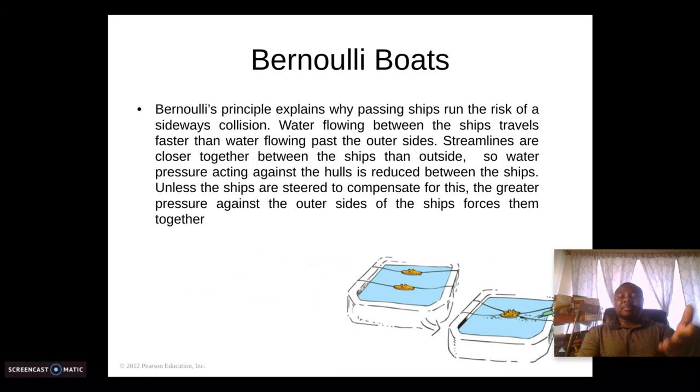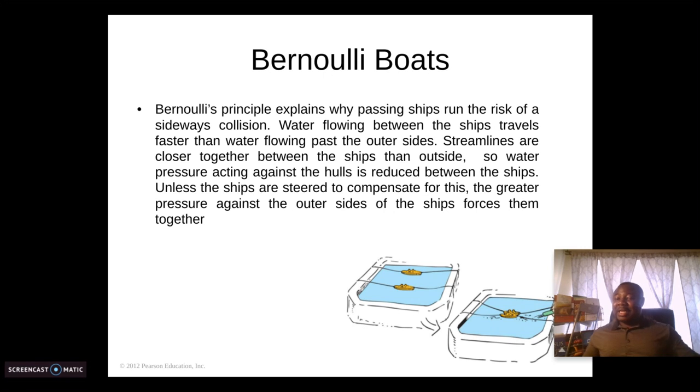So we can also look at the Bernoulli boats. We have two boats in the sea, and I'll just read so that you guys can understand. The Bernoulli principle explains why passing ships run the risk of sideways collision. Those are two ships. Water flowing between the ships travels faster than water flowing outside. So in between those two ships, the water that flows there is faster. Because the speed of the water between those two boats is faster, the pressure in between those two ships is very small.